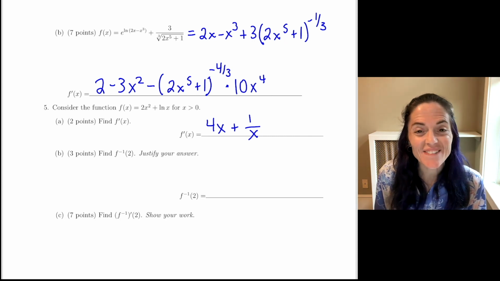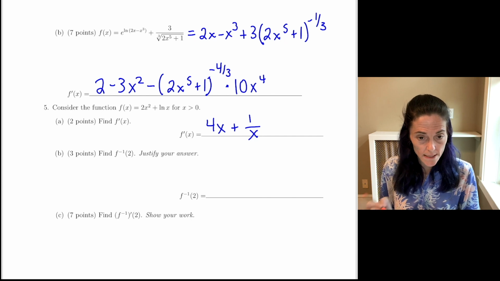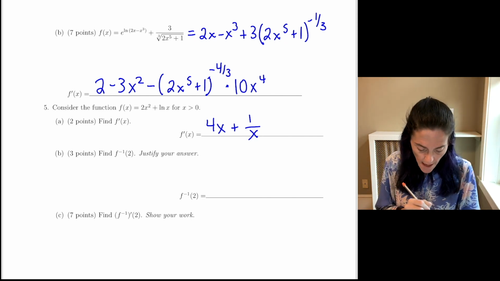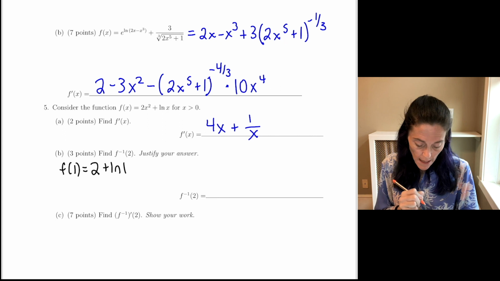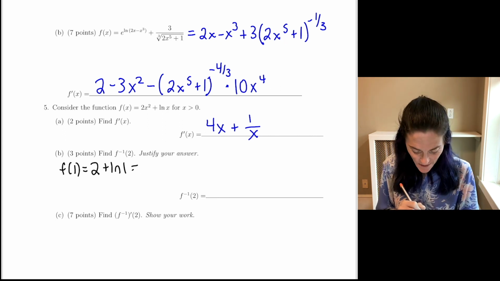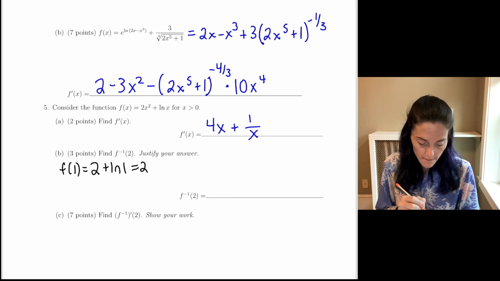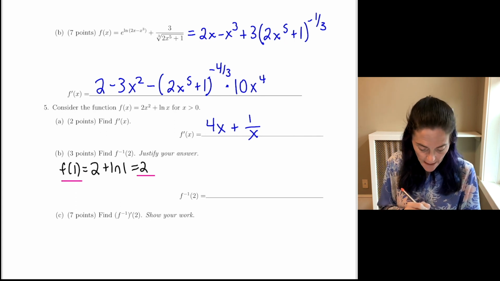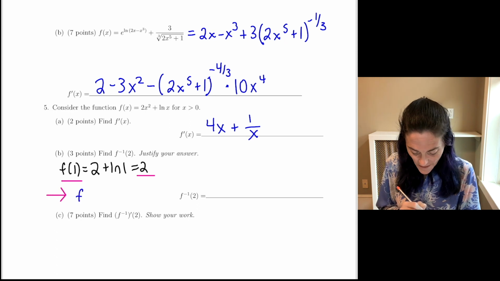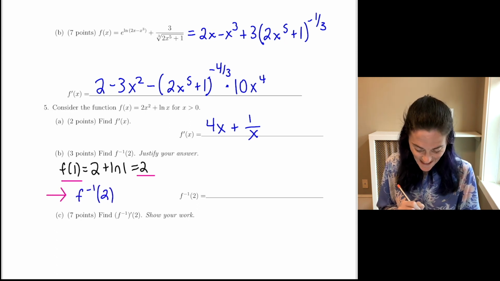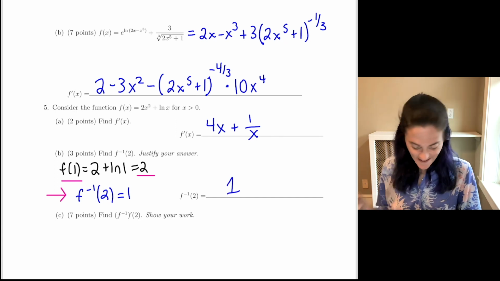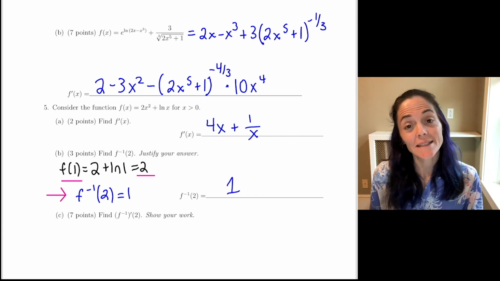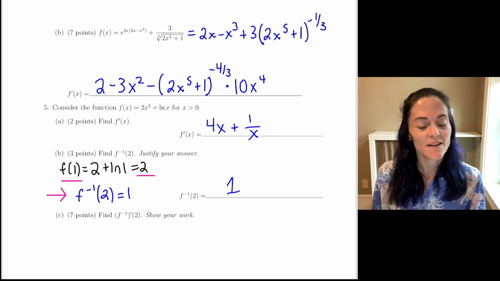We have to kind of look at the function here. Observe that f of 1 is 2 times 1 squared plus ln 1. ln 1 is 0, so this is 2. Okay, so let me underline this. f of 1 is 2. This means f inverse of 2 equals 1. So that was my justification. This is the relationship between a function and its inverse.